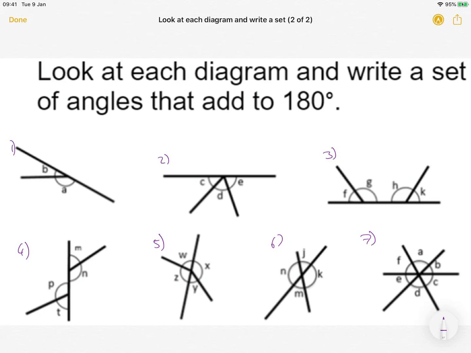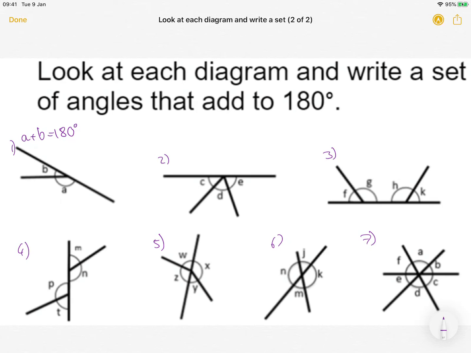So for the first one, I can write A plus B equals 180 degrees because they're on a straight line. Could also put B plus A, but you can just have it one way for now. So write as many examples as you can for 2, 3, 4, 5, 6, 7 sets that equal 180. So pause the video, have a go at them. If you're not sure what to do, watch me do the next one, then pause it maybe.